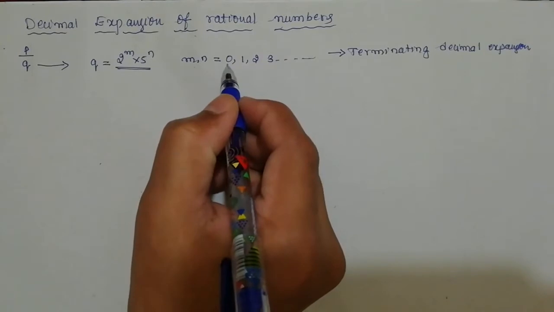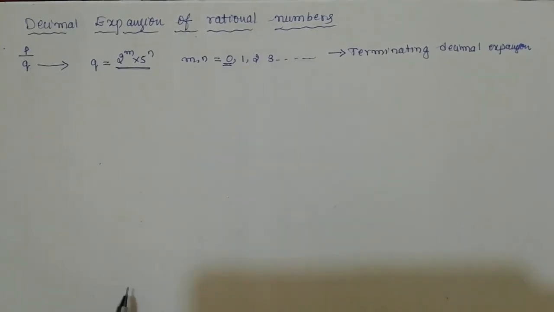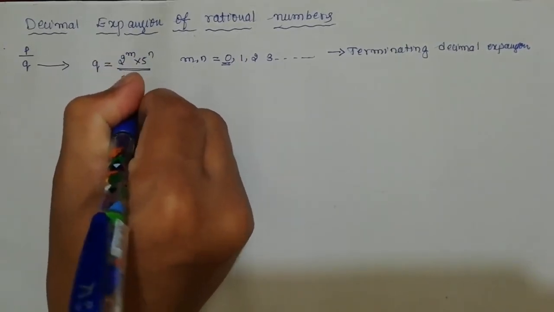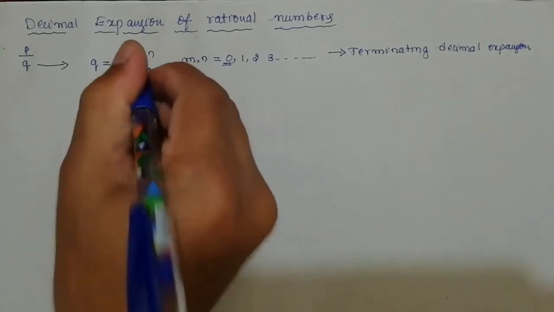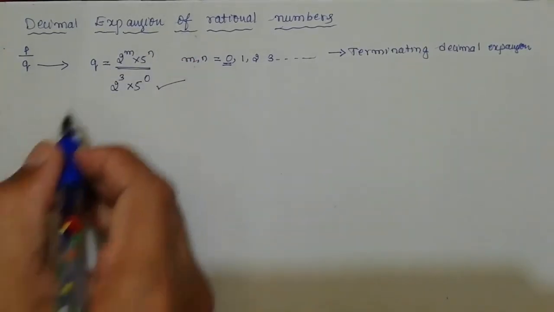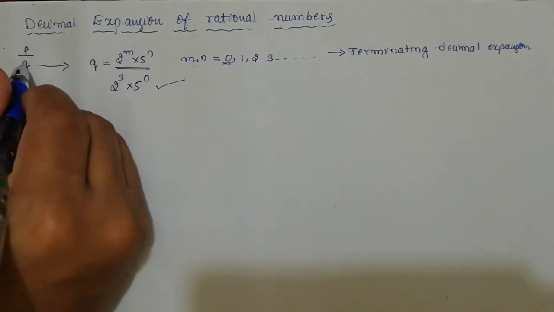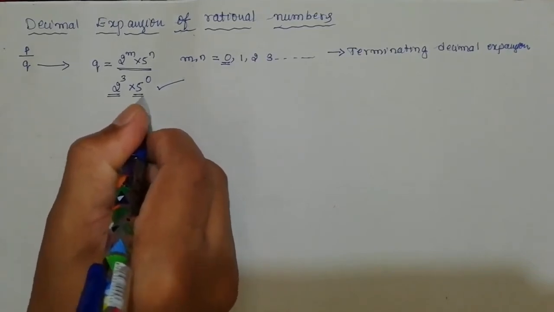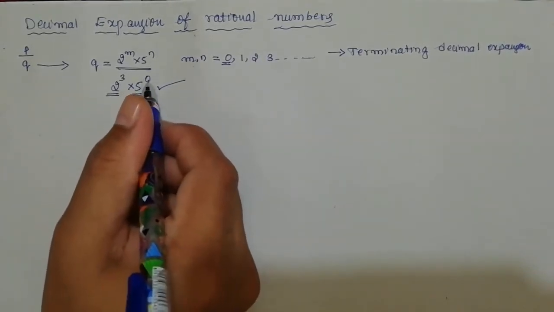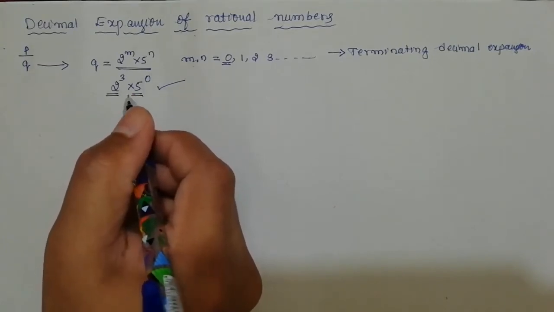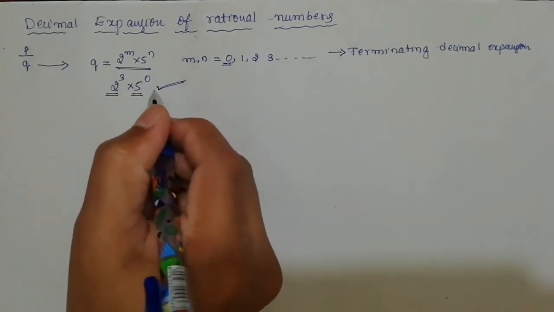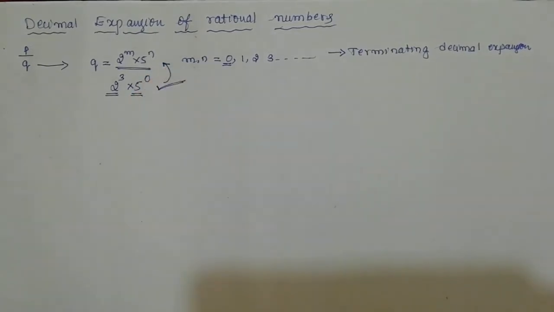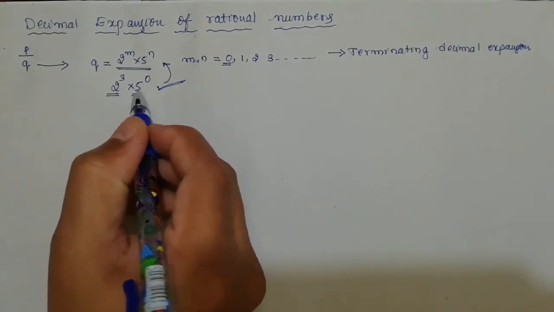Now look here, 0 is also included. Let us suppose the denominator appears like this, 2 power 3 into 5 power 0, then it is also in the format of 2 power m into 5 power n. If you write the prime factorization of q, you will get just 2 power 3, but you will not get any powers of 5. Then you can write 5 power 0, because 5 power 0 is actually 1. So if the prime factorization of the denominator appears in this format, then we can accept it is in the format of 2 power m into 5 power n by considering the exponent of 5 as 0.